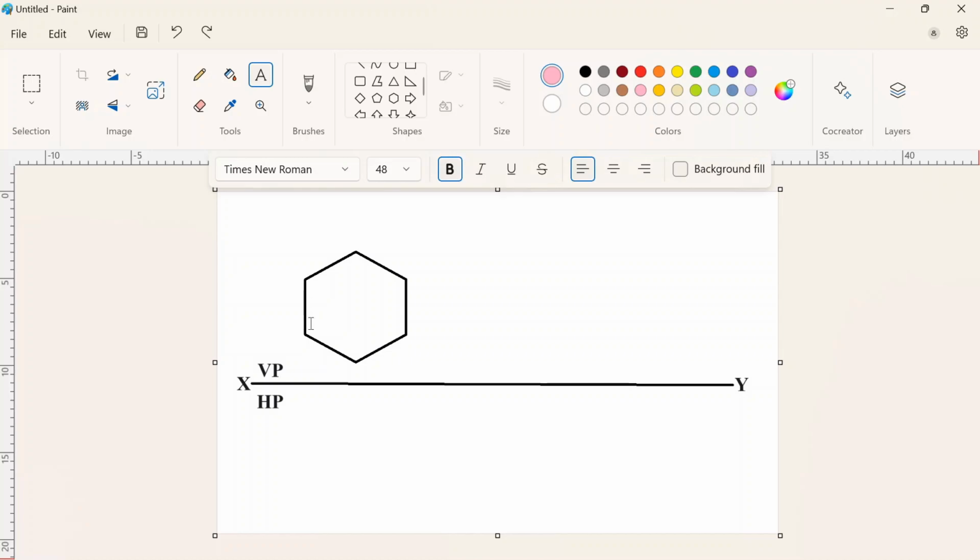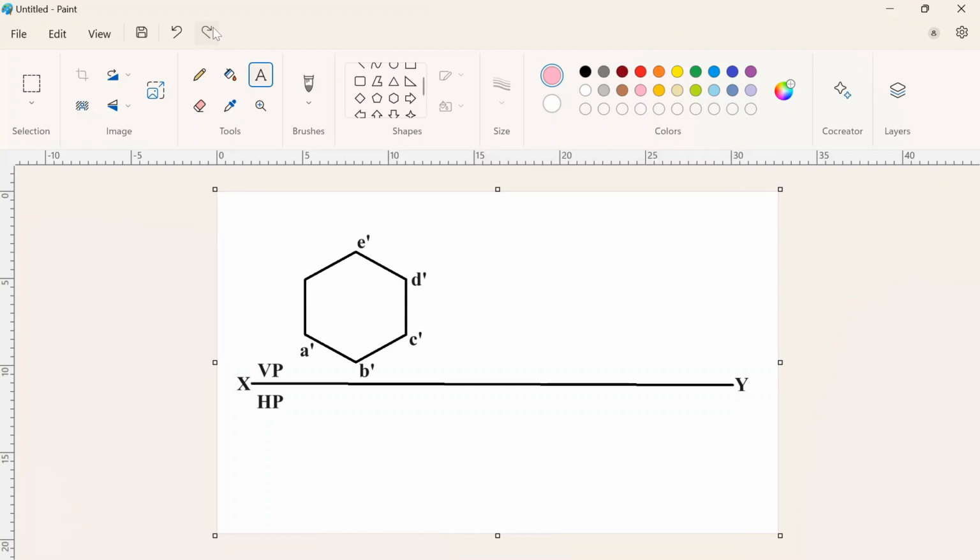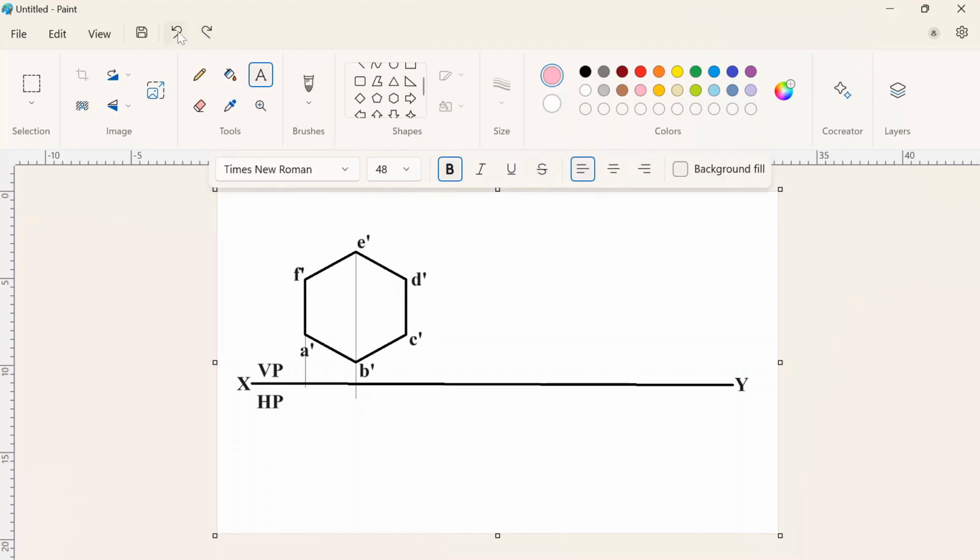Once I have drawn this hexagonal plane, I should mark the notations. I am marking all the notations as A, B, C, D, E, F, A dash, B dash, C dash, D dash, E dash, F dash. The reason is that all the front view points should always be marked with dashes. Once it is marked, we should project all these corners towards the top view, crossing the XY line a little bit. So I am projecting A dash F dash, B dash E dash, C dash D dash. All these corners have been projected.